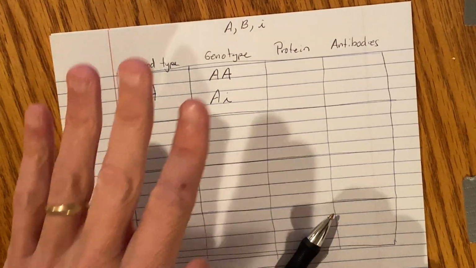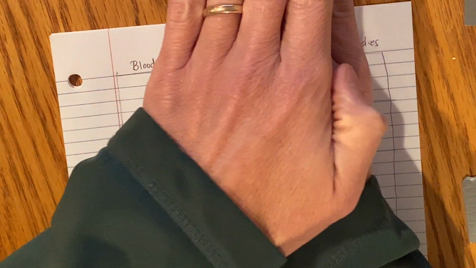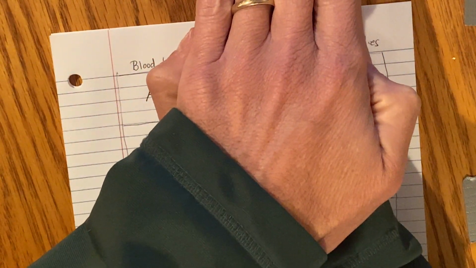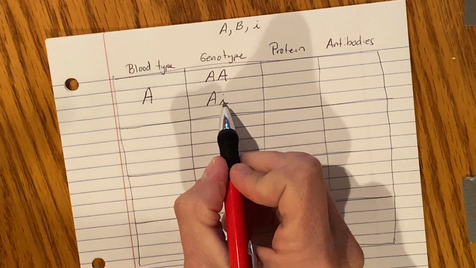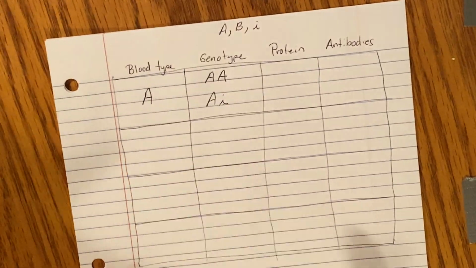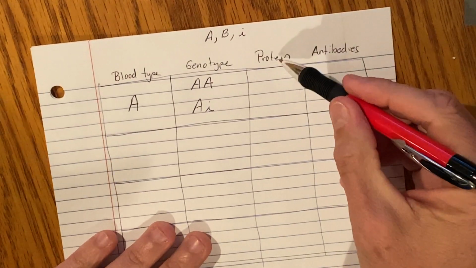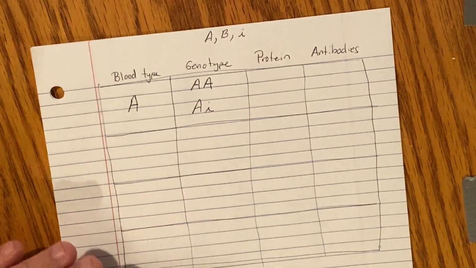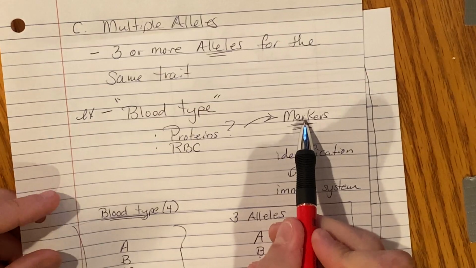If you remember, when the dominant and the recessive are together, the dominant masks the recessive, and you only see the dominant. So if you had big A, little i, you would also have blood type A. Okay? Let's go to the protein. Now, the protein is the marker. Watch this. The protein is the marker.